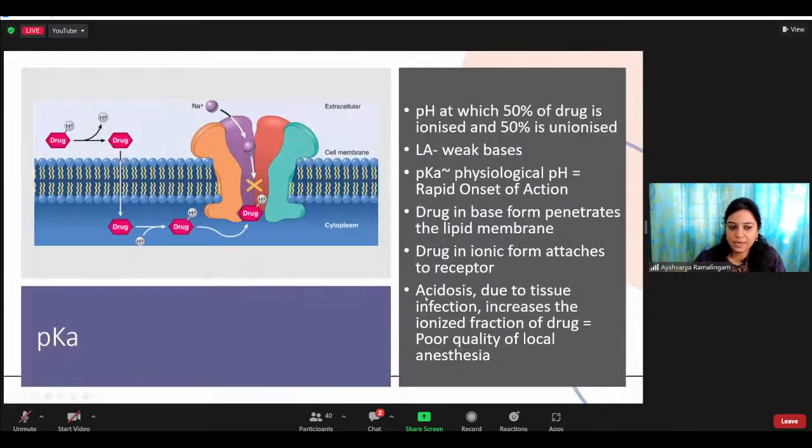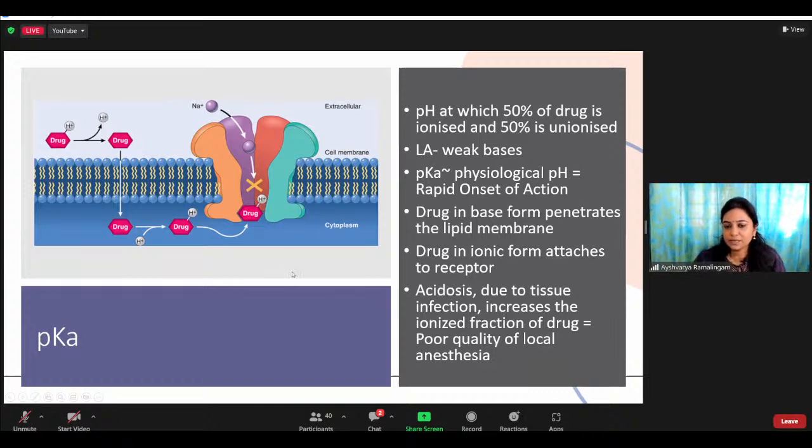You can see pKa is the pH at which 50% of the drug is ionized and 50% is non-ionized. The local anesthetics are essentially weak bases. So at physiological pH, the local anesthetic which has a pKa very near to the physiological pH has the most rapid onset of action. The drug in the unionized form is required to penetrate the lipid bilayer, and the drug in the ionized form is essential for the action at the receptor.